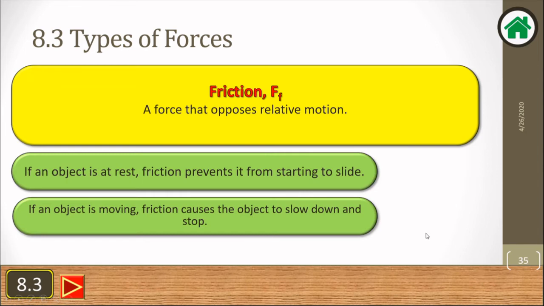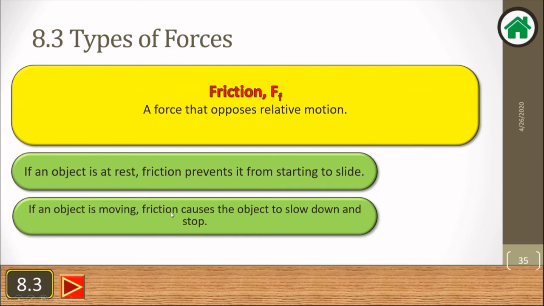One other force that we want to talk about is friction. Friction is a force that opposes relative motion. In other words, it opposes two objects from moving with respect to each other. If an object is at rest, then friction is what keeps the object from starting to slide. If you want to push the object and cause it to start sliding, you have to overcome the friction that is holding the object in place.